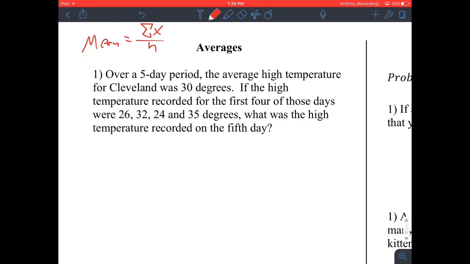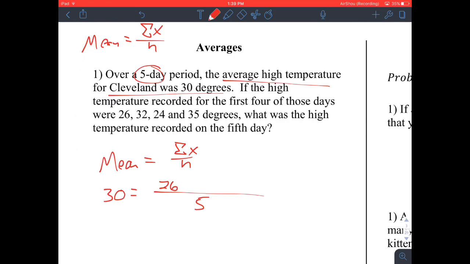So first example. Over a 5-day period, the average high temperature for Cleveland was 30 degrees. If the high temperature recorded for the first 4 of those days were 26, 32, 24, and 35 degrees, what was the high temperature recorded on the 5th day? So once again, to find the mean, you sum up all the numbers and divide by how many numbers you have. We're told that the average high temperature was 30. We're told the number of days was 5. And we're told that one of those days was 26, another was 32, another was 24, another was 35, but we don't know the 5th day.